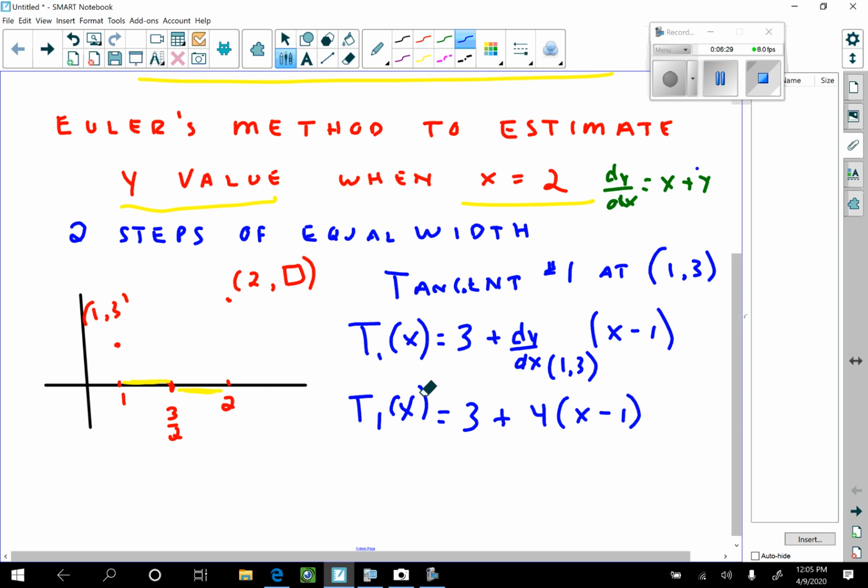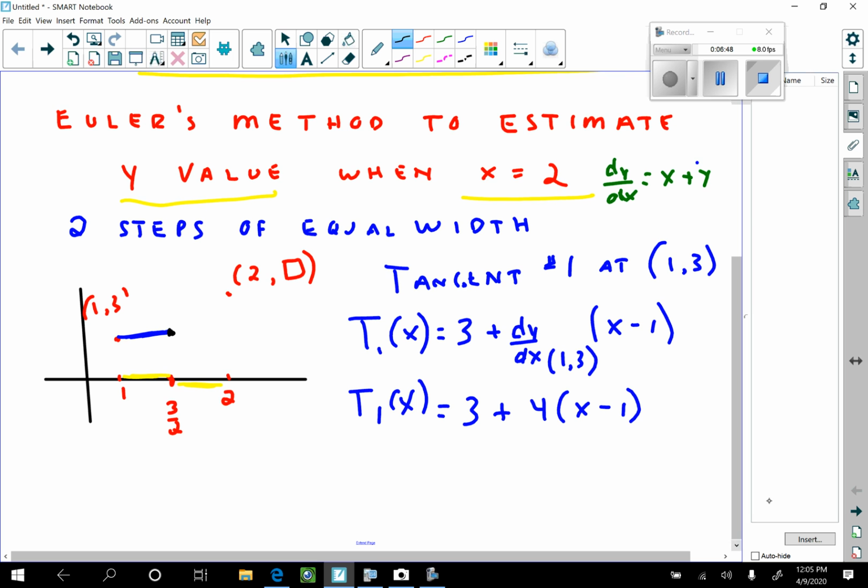And to demo that tangent line, go right there. But I'm going to stop that bad boy at 3/2. So what I want is this first point. Well, I want the second point. I'm going to create a new point by evaluating the first tangent line at 3/2. Alrighty, so let's do that.